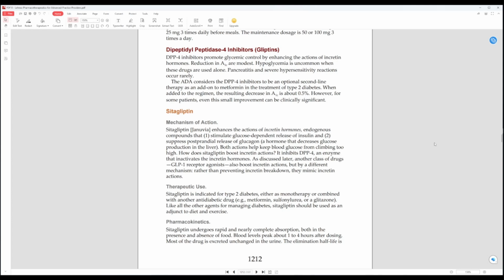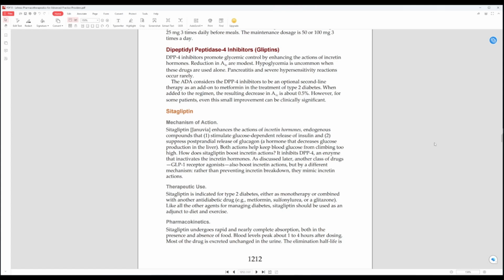So we'll start with the first one, sitagliptin, also known as Januvia. Januvia enhances the actions of incretin hormones, endogenous compounds that stimulate glucose-dependent release of insulin and suppress postprandial release of glucagon. Both of these actions help keep blood glucose from climbing too high.